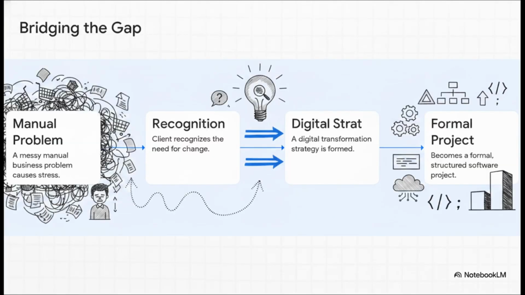You can literally trace this life cycle step by step. It shows how a messy, chaotic problem in, say, a supermarket or a bank naturally transforms into a clean architectural vision that you will eventually code. It starts as a manual problem, gets recognized by the client, shapes into a strategic plan, and finally lands right on your desk as a formal software project.